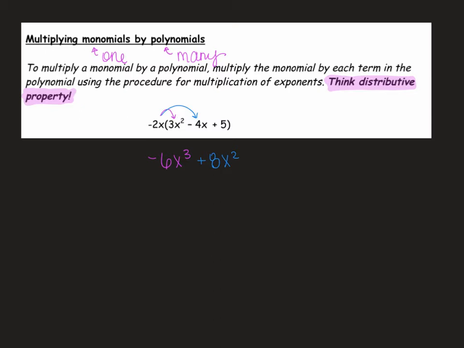All right, last one. So we have negative 2x times 5. So this is just values, right? So we have negative 2 times 5 is going to be negative 10. And we still have that x. So we have negative 10x.